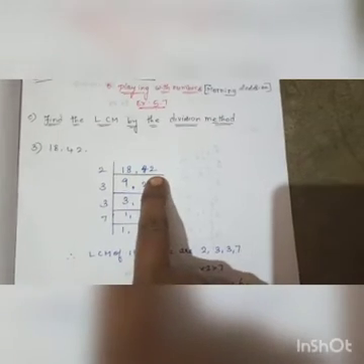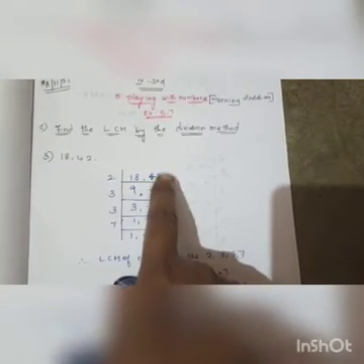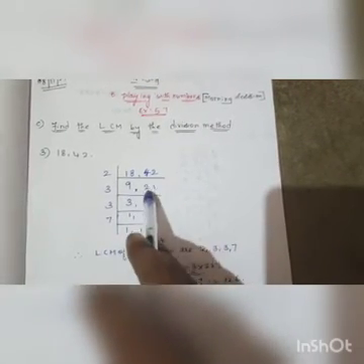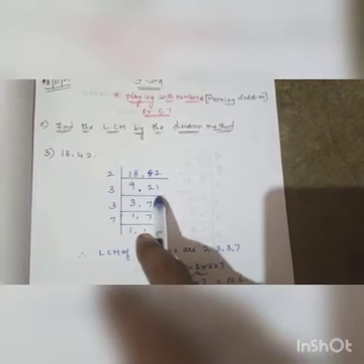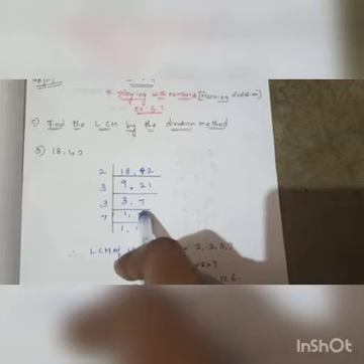Okay, 18 and 42, I take. Both 18 and 42 have an even number in the unit place, so I take the 2 table. In the 2 table, 18 is 9 times. In the 2 table, 42 is 21 times. 9 and 21 are both odd numbers, so I take the 3 table. In the 3 table, 9 is 3 times. In the 3 table, 21 is 7 times.